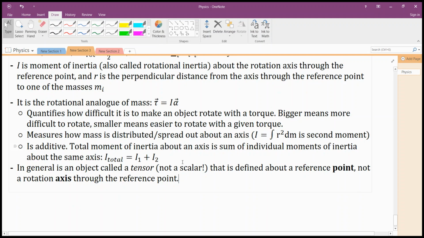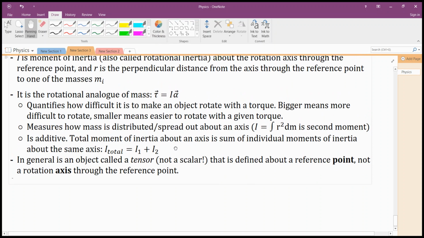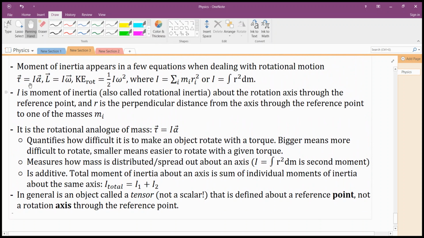However, although it is the rotational analog of mass, it differs in one very important aspect, and that is that, in general, it is not a scalar quantity, but a quantity known as a tensor. And this tensor is defined about a reference point, not a rotation axis through the reference point. So just like torque and angular momentum, the moment of inertia tensor is defined about a reference point, not a rotation axis.